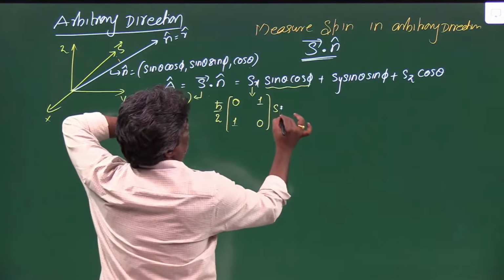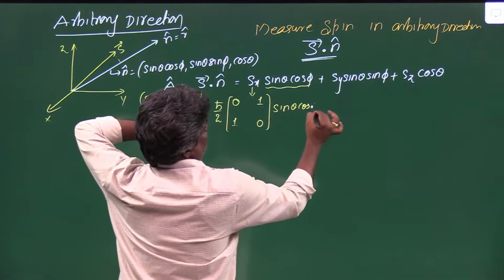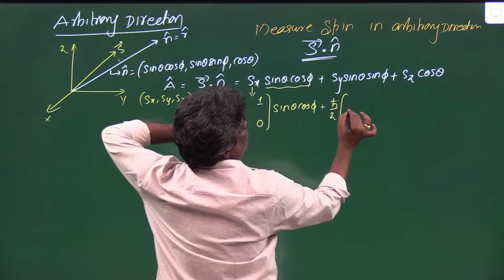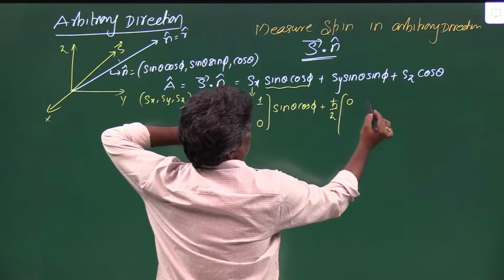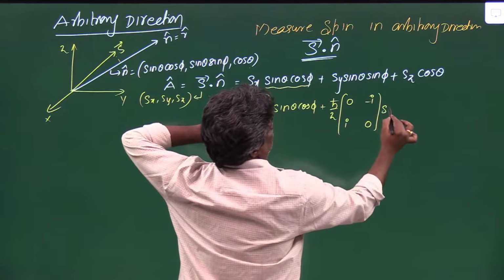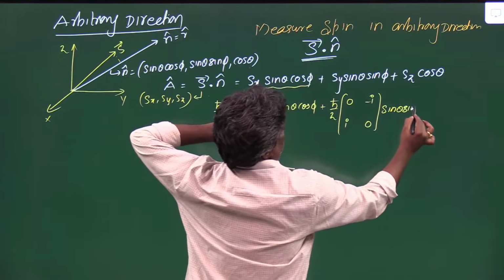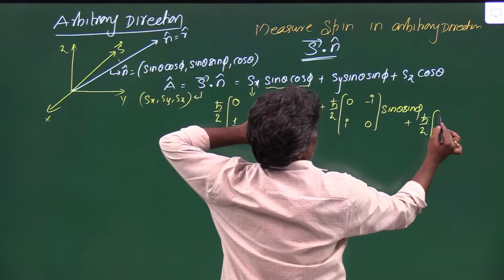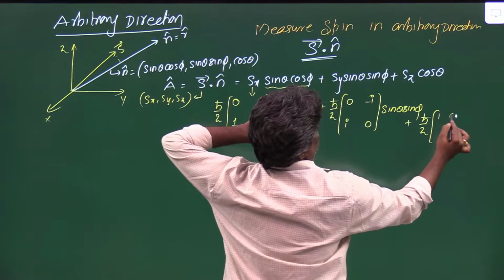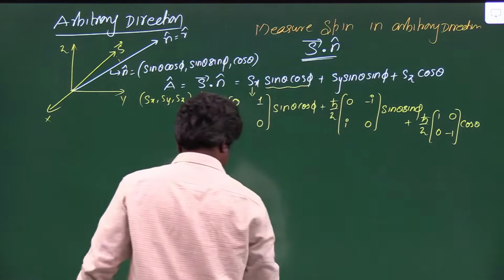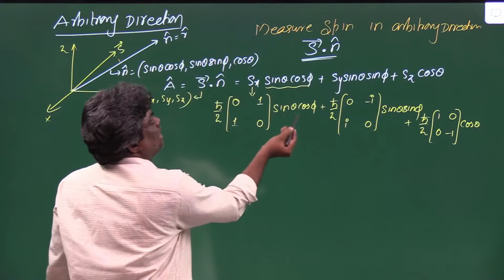Okay, no problem. I understand. I will write like this. Wait. H cross by 2. Now this is the y matrix, Pauli matrix. Tell me: 0 minus i, i 0, into sin theta sin phi. That's it. Plus h cross by 2 Sz. Sz means 1 0 0 minus 1, into cos theta. Now it's just a multiplication.